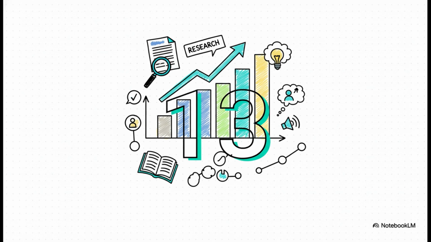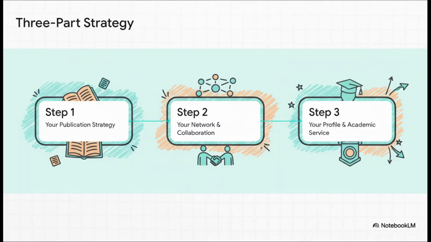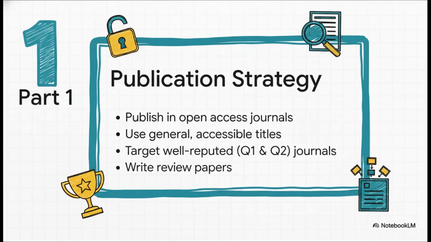And to make them really easy to remember, we've grouped them into a simple 3-part strategy. Here's the framework. First, we're going to look at your publication strategy. That's all about where and what you publish. Second, we'll cover your network and collaborations. That's who you work with. And third, we'll talk about your professional profile and service, which is all about how you build your reputation in the field.